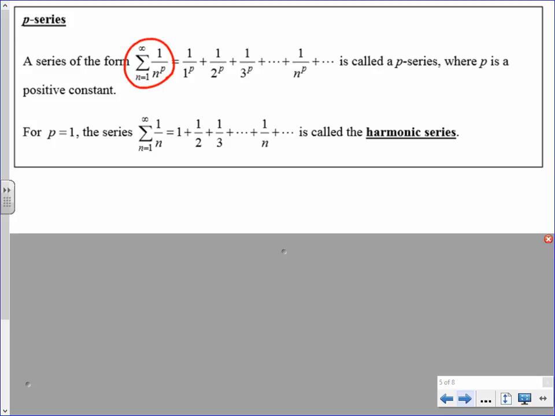Okay. The series that I showed you Friday as your cliffhanger, 1 over n, is called the harmonic series. It's a P series where the power is 1. It's called a harmonic series because 1/2, 1/3, those are some special relationships in music.